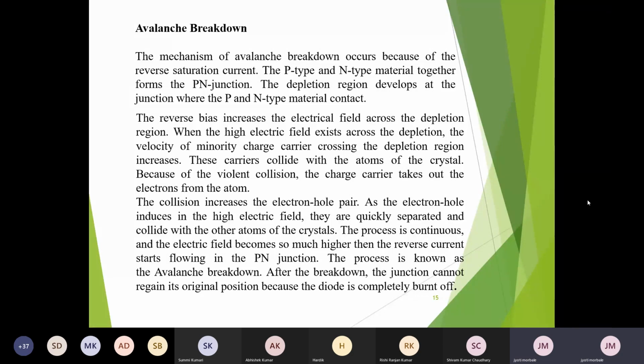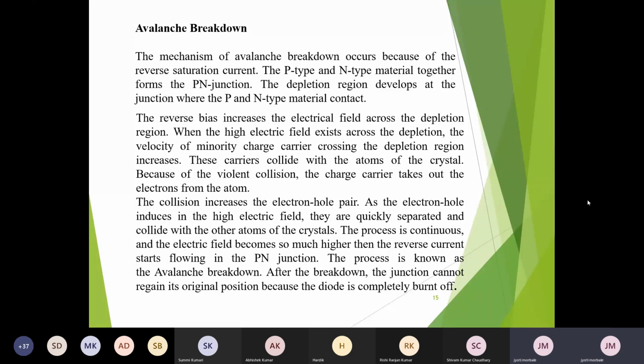In this way a chain reaction continues, creating a large number of carriers. Now this gives rise to a high reverse current. This mechanism of breakdown is called avalanche breakdown. So avalanche breakdown happens because of acceleration or movement of minority charge carriers because of high reverse voltage.